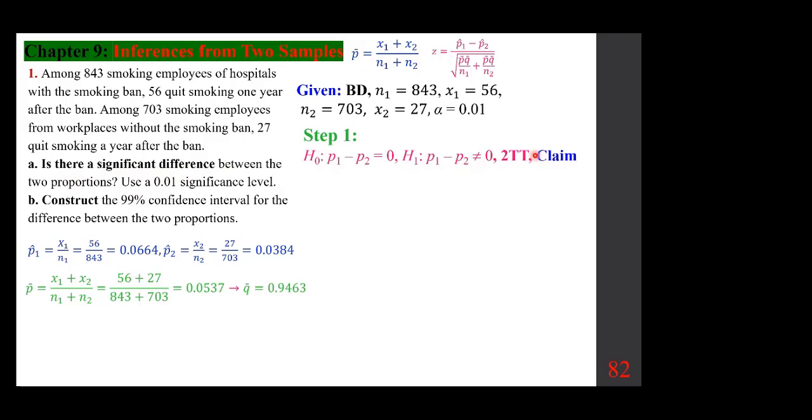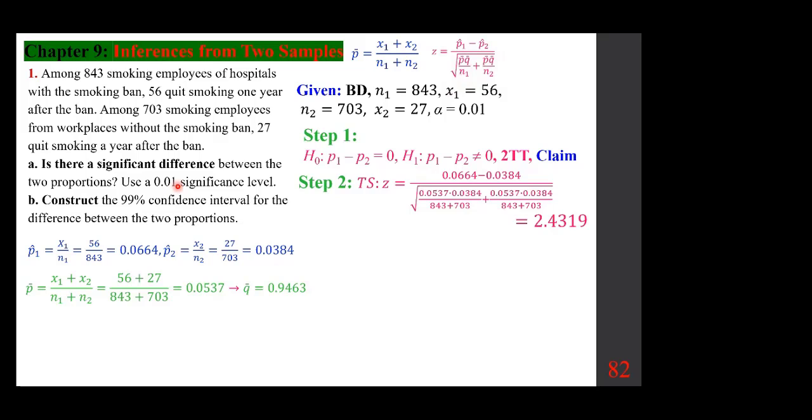Let's say this is the claim. We are checking that one, which brings us to the second step, which is the test statistic. We're going to calculate this. That's why we did all of this work. Z is P1 hat minus P2 hat over the square root of P bar Q bar over N1 plus P bar Q bar over N sub 2. Calculation is a little bit tedious. We end up with a test statistic of 2.4319. Alpha is 0.01.